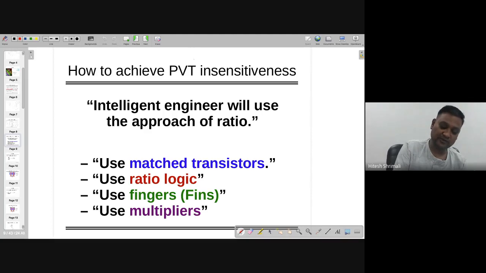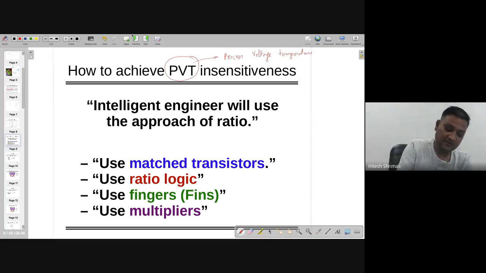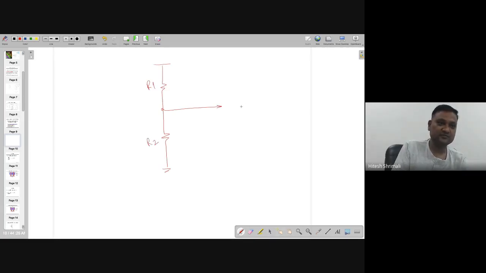We want to make the whole system PVT insensitive. PVT is nothing but process, voltage and temperature. I believe we understood that. And we also understand that all intelligent engineers will use the approach of ratio. Means if I am doing this, I give a guarantee that if this is R1 and R2, the ratio R2 by R1 plus R2 is the value that will be available over here.